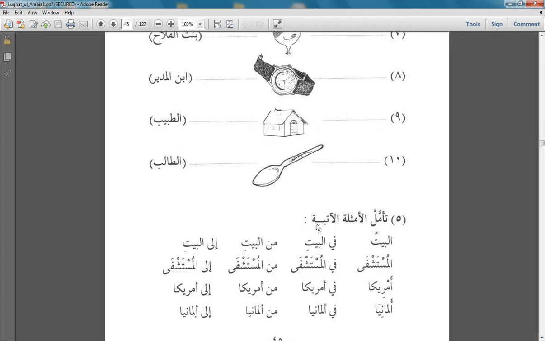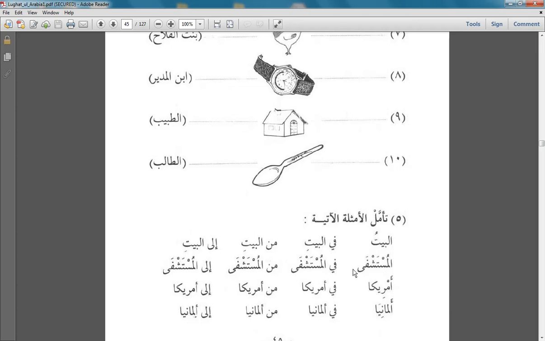تأمل الأمثلة الآتية. Pay attention to the following examples. البيت في البيت. من البيت إلى البيت. So this is a normal noun. And in these normal nouns, whenever you put a preposition or a harf al-jar, the noun after it gets a kasra. See all three examples. The second line and the third line and the fourth line, basically, all of them have nouns that end in a, and because of that, they don't change. Physically, they don't change, so you don't put kasra on them.